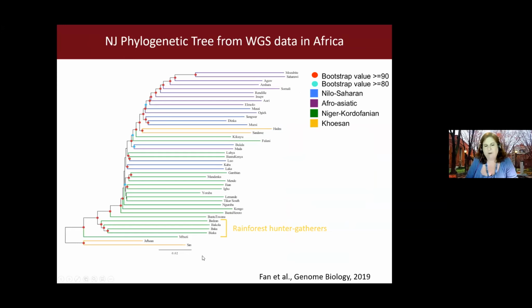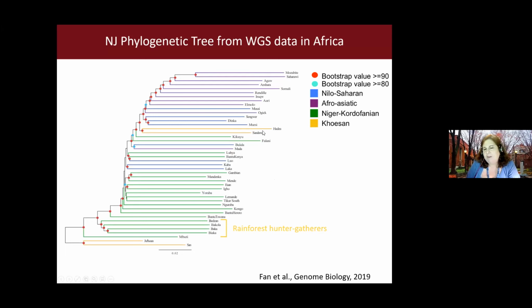So many people have shown that the groups that have the most basal lineages in that tree are the San populations from Southern Africa, followed by the rainforest hunter-gatherers from Central Africa, like the Biaka, the Baka, the Bedzan. And then populations tend to cluster by geographic region and by language. So this is Central and Western Africa. These are groups from some from East Africa, but many from Central that speak languages that originated in Eastern and Northern Africa.